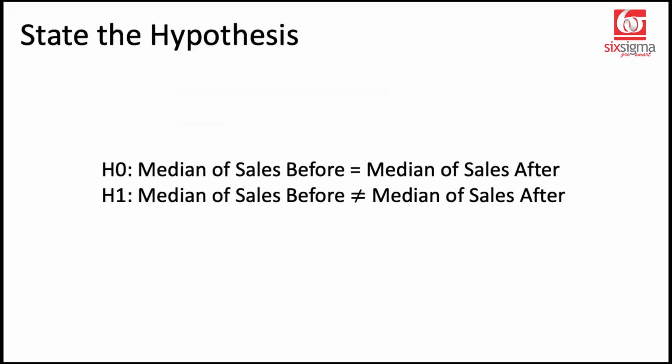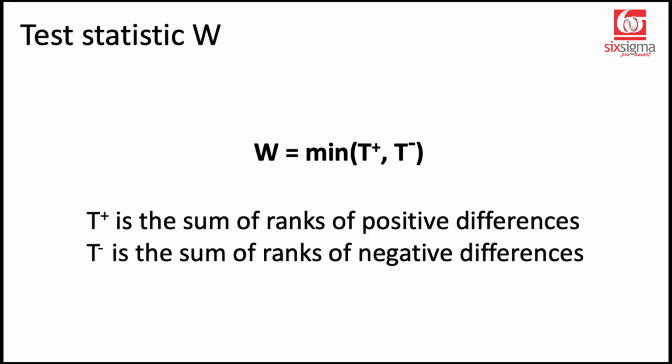Let's state the hypothesis. The null hypothesis would be that the median sales before are the same as the median sales after. But the alternative hypothesis would be that they are not equal. We were not given any directional alternative hypothesis in this case. All we have to check is whether the sales before and after, when it comes to their median, are the same or not.